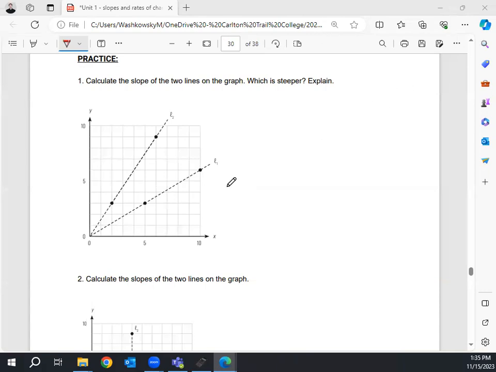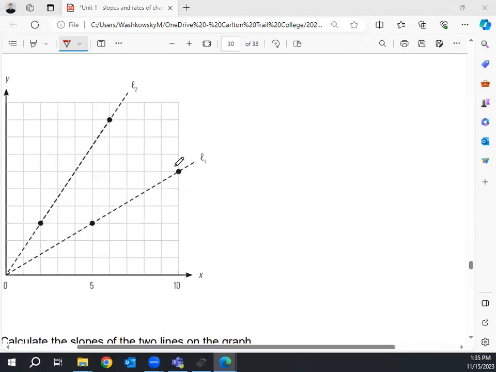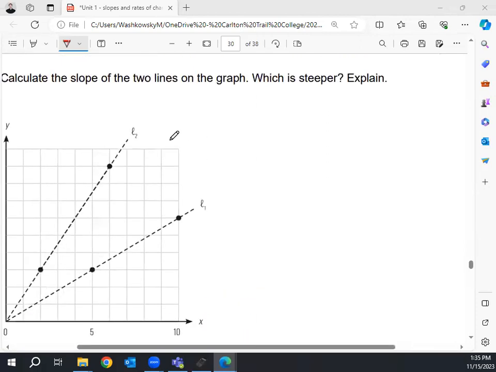So one thing you guys had found out is that line 2's slope was 6/4. I won't do all the work, but it was 6/4, which you can simplify into 3/2. These mean the same thing.